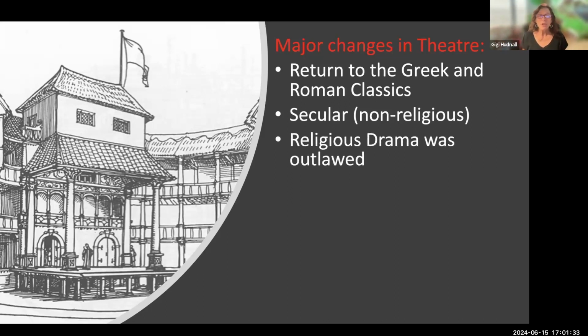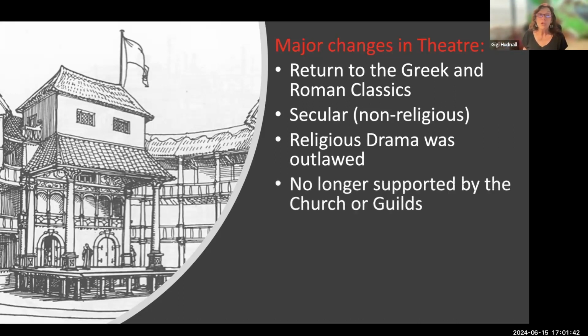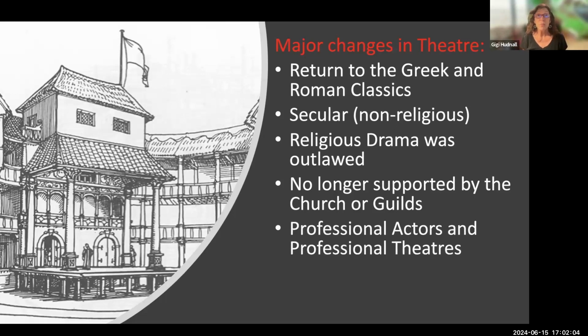They didn't want you talking about the church anymore, so anything that you did had to be secular, which basically means not religious. And it was no longer supported by the church or the guilds. These were true professional theaters where people put the theater together. They may have had a Patreon, they may have had somebody that helped them out, but it wasn't assigned to them. It wasn't a duty to run the theater. These were people that were doing it on their own. There were professional actors and professional theaters, meaning that they chose this as a profession and they were paid to do so.